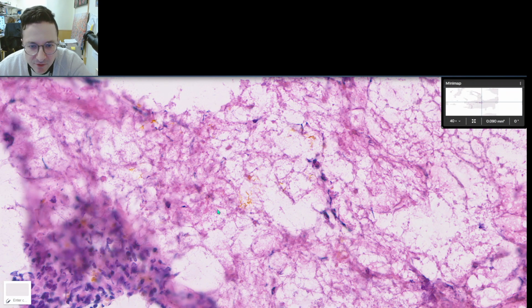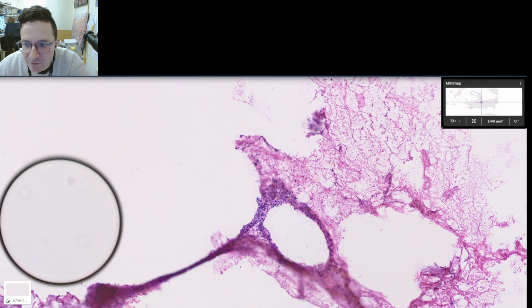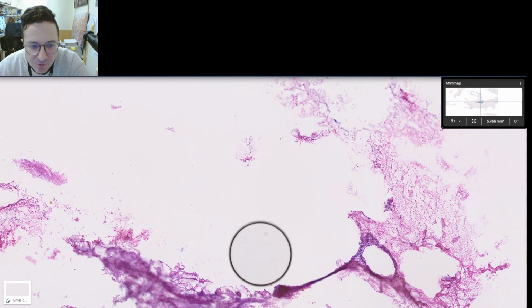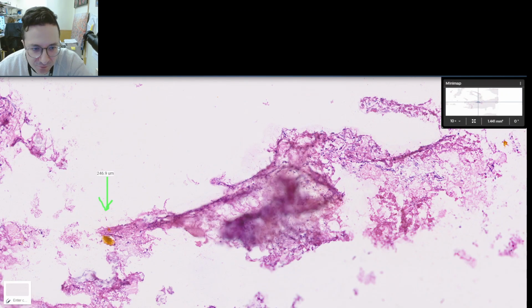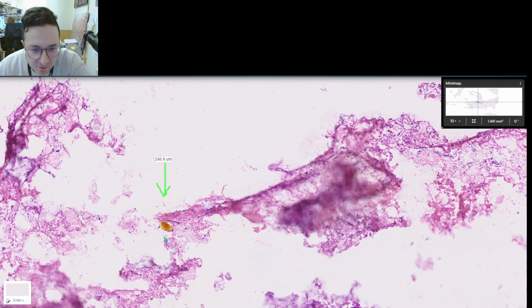And here it is on the frozen. Right over here, right over here. This is something that I just haven't seen too much of, but it can happen. Again, I even dotted it over here with this marker.